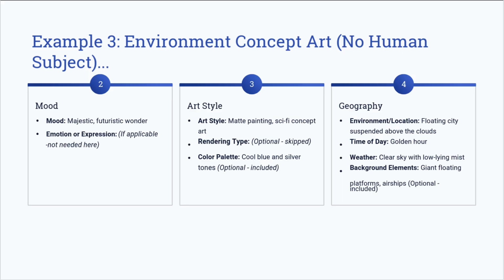Next up is geography. We're imagining a floating city suspended high above the clouds, and the time of day is golden hour, so you get those warm, dramatic lighting effects. The weather is clear, but there's a layer of mist below, adding depth. And as for the background, we've got airships flying around, and giant floating platforms holding up this futuristic city.